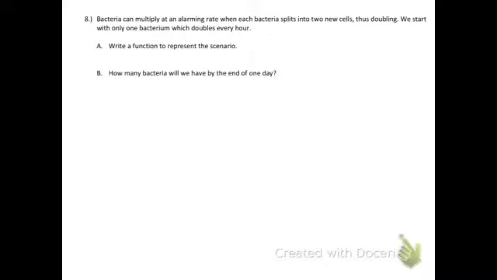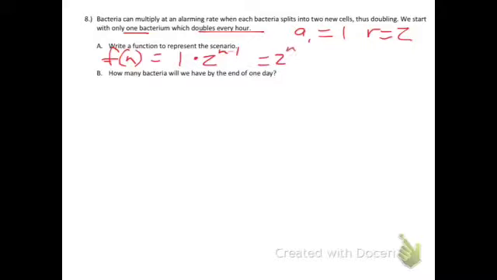8, bacteria multiplying into 2 cells. It starts with 1 bacterium, and it doubles every hour. And so our initial value is 1, and our common ratio is going to be 2, because doubling, that's multiplying by 2 every time. So when we write our function, you just do f of n equals initial value times common ratio to the n minus 1 power. And really this 1 out here is a little bit redundant. You can really just write 2 to the n minus 1 power, because 1 times anything is the same thing.